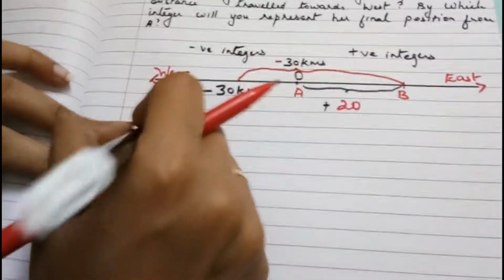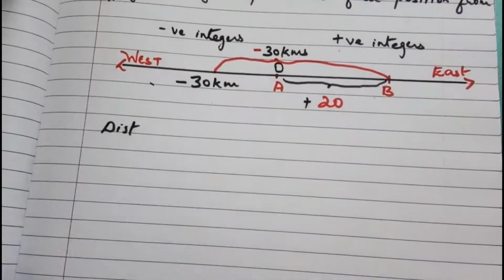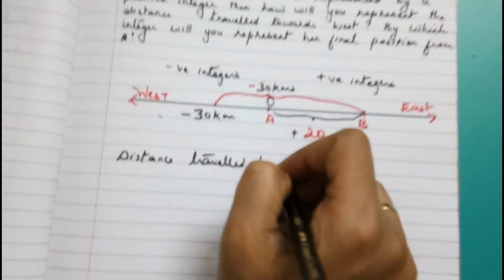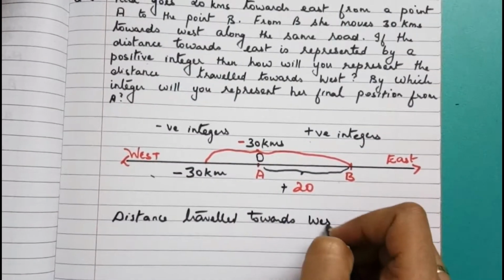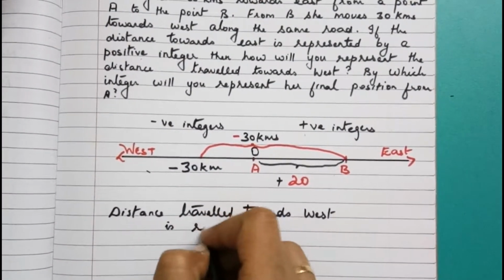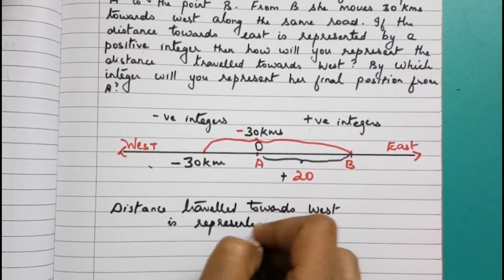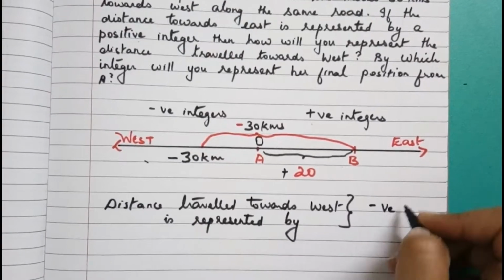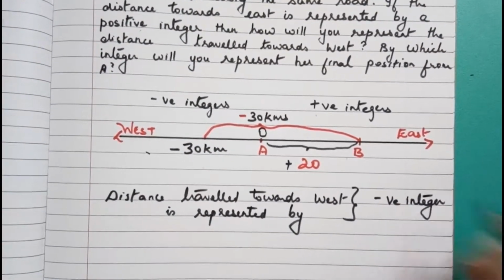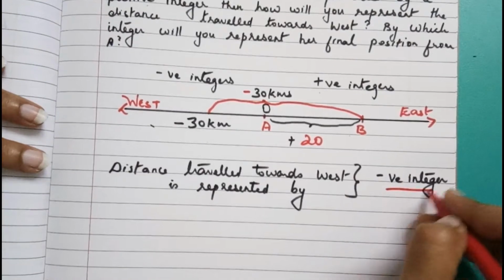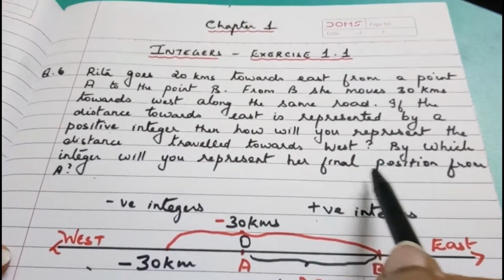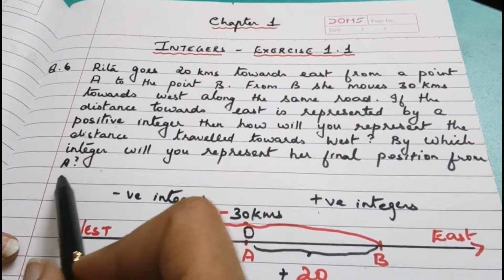So the distance travelled towards west is represented by which integer? Negative integer. This is the answer for the first question. Now what is the second question? By which integer will you represent her final position from A?